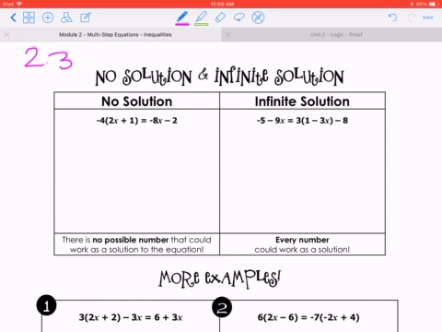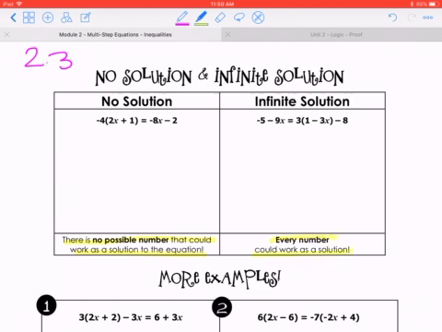No solution means just like what it sounds like. There's no possible number that would work and make those two sides equal to each other. And an infinite solution means that every number works. Infinite means forever, never ending. So you could pick any number, and when you plug it into both sides of the equation, it would be equal. Those definitions are right here, so make sure you get those copied down.